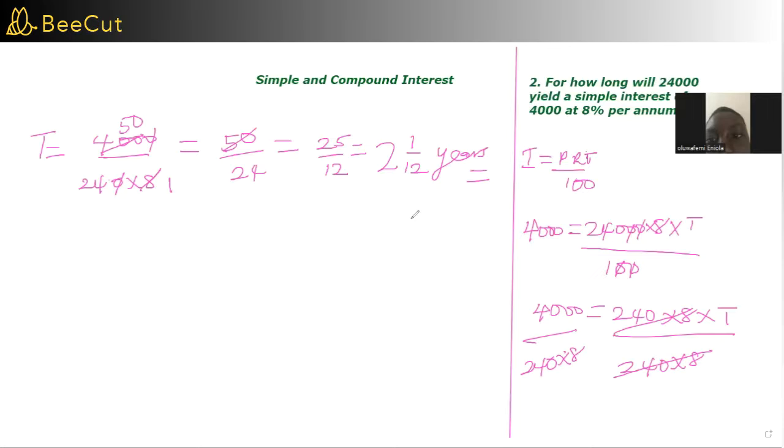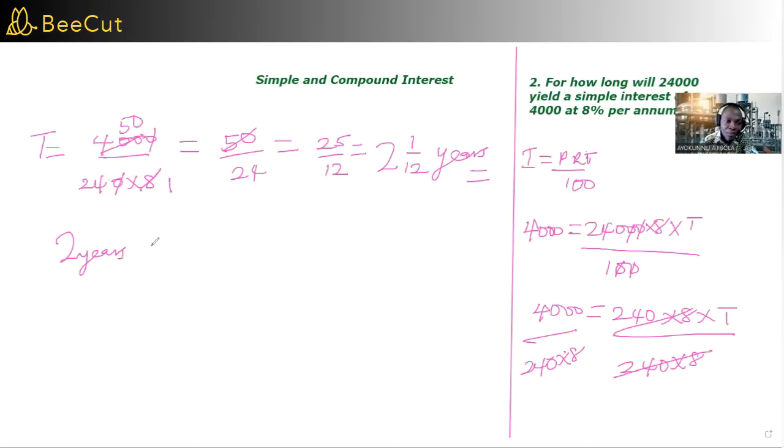so how do you make these to be in years and months? 2 years. 2 years, yes, that is 2 years. How many months? You actually have to turn the numbers to decimal point.